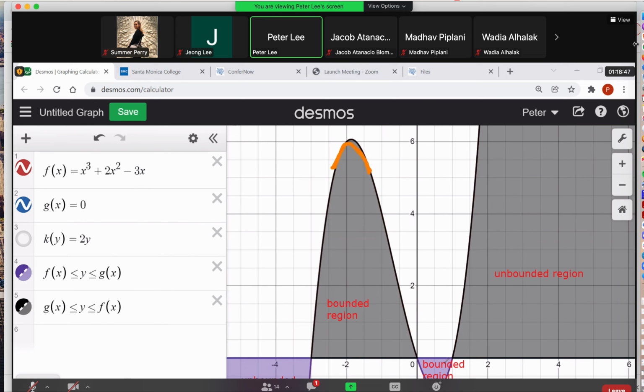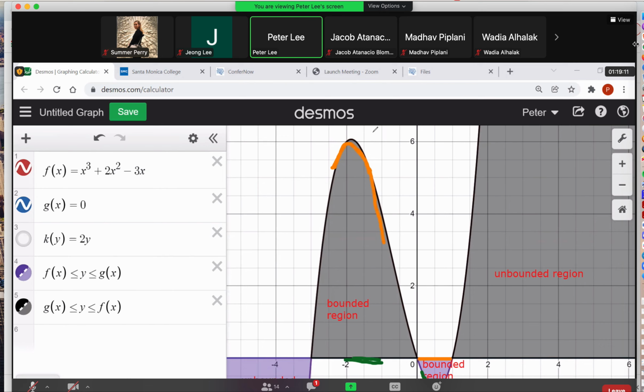Now for the region on the right, this is the upper boundary. Let me mark that in orange. So orange is the upper boundary. And now let me use green. Green is the lower boundary here. The green curve right here is actually the lower boundary over here. So green is the lower boundary, and orange is the upper boundary.